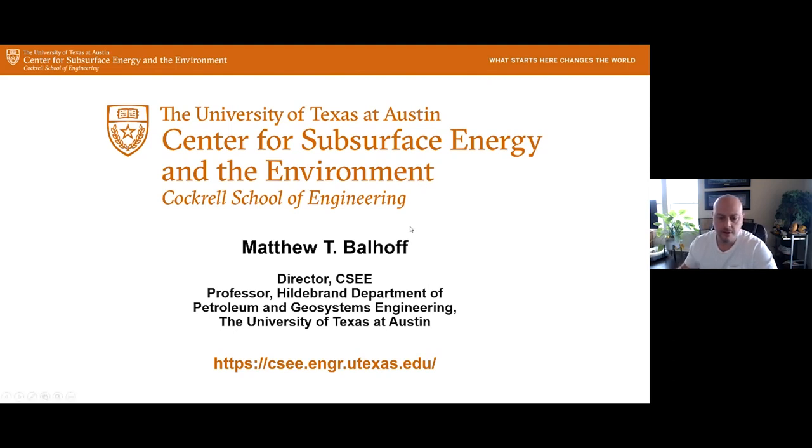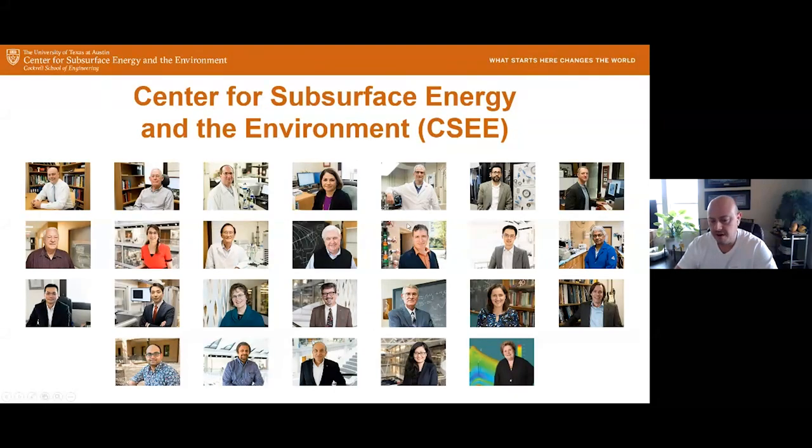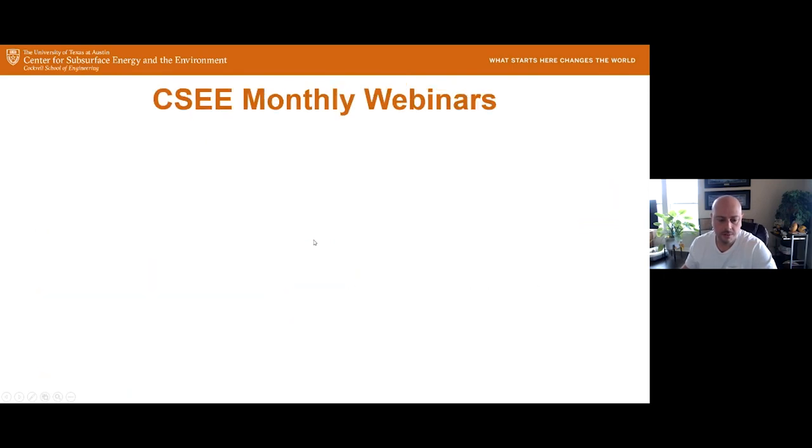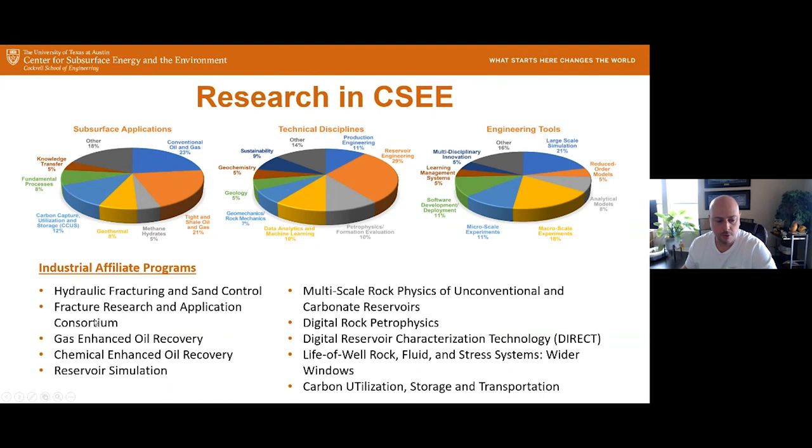In the center, we have approximately 25 principal investigators, as you see here. We work on a variety of subsurface applications, technical disciplines, and engineering tools, and we collaborate with industry in a lot of different ways. Some of those are with our industrial affiliates programs. The newest one is carbon utilization, storage, and transportation. If you're interested in this industrial affiliate program or any of the others, then please do contact us.